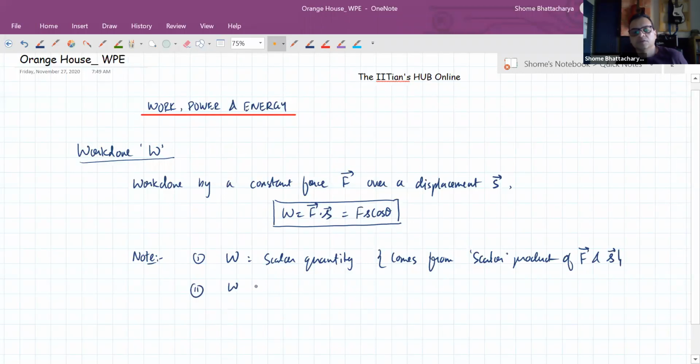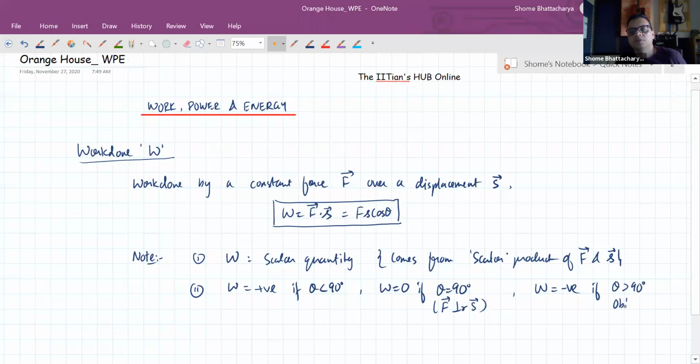Secondly, work done can be positive if theta is acute. Work done is zero if theta is equal to 90 degrees, and that is, force is perpendicular to displacement. And work done can be negative if theta is greater than 90 degrees or obtuse angle.